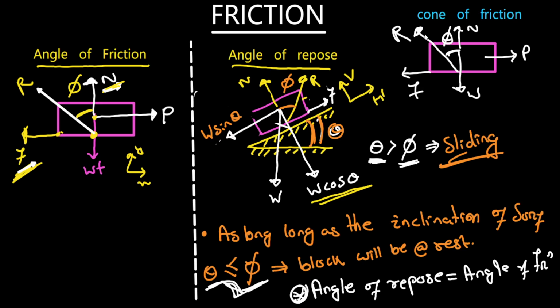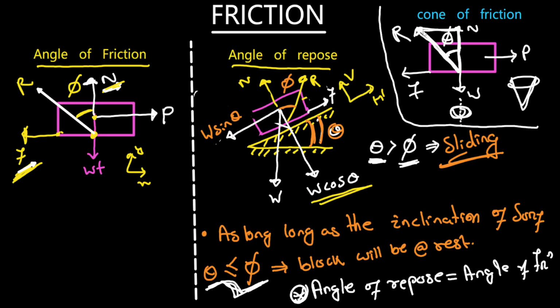What will happen if I make this a triangle? See, this is a triangle in 2D. If I rotate this triangle about this axis, what will happen? You will get a cone. Getting my point? You will get a cone. This is called the cone of friction. What is the cone of friction? The cone you are getting by rotating this triangle.